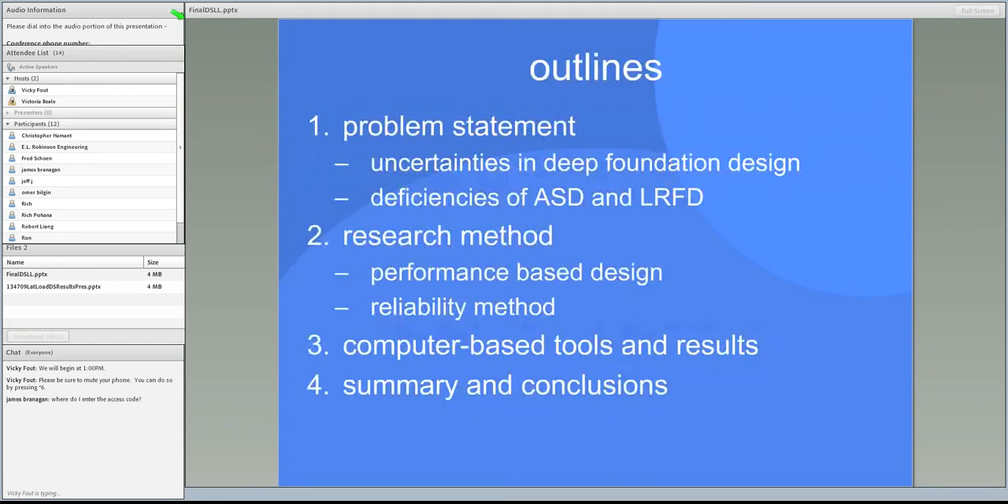In today's presentation, there will be four parts. In the introduction section, I will talk about the problem we have in the reliability-based design. Then I'll talk about the various sources of uncertainty. And then in the second part, I will talk about the research effort, the research method. In the third part, I will present the reliability tools we develop. And then we will conclude the presentation and make some conclusions and recommendations for future research.